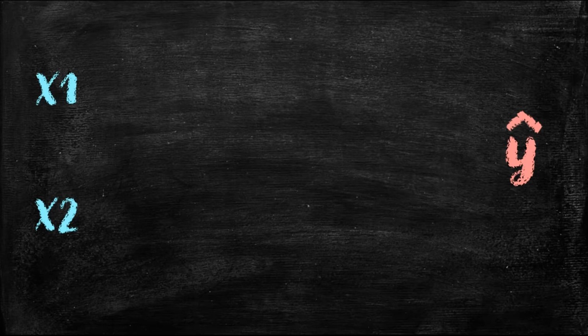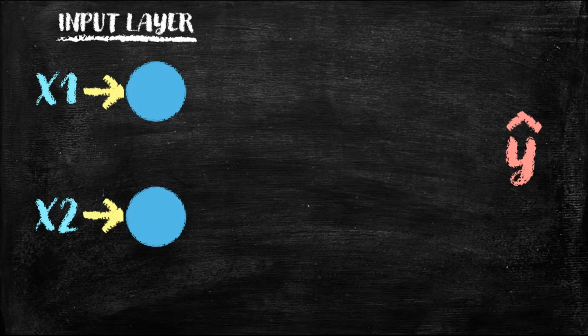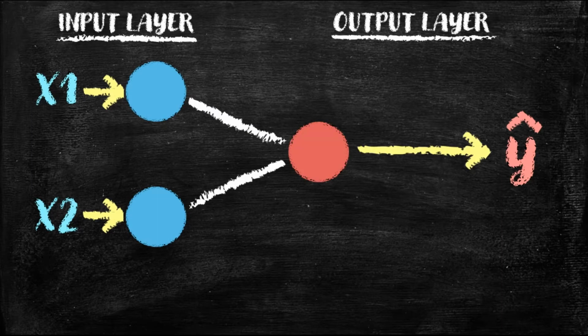Now for those who haven't seen y hat before, y hat refers to whatever your predicted values are for the actual value of y. And right off the bat, what we need to do is pass those input features to an input layer. And now once we have those 2 nodes for our 2 input features, we need to map those to our final output, which will look something like this. So 2 nodes going to a single node.